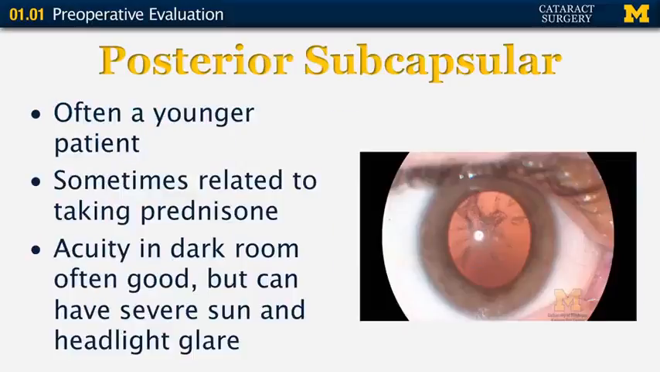A posterior subcapsular cataract is often seen in a younger patient. It can be related to taking prednisone. It forms in the posterior part of the lens at the posterior capsule. These patients can often experience very good vision in a darkened room, such as the exam room, but they have severe sun and headlight glare that can almost be debilitating.